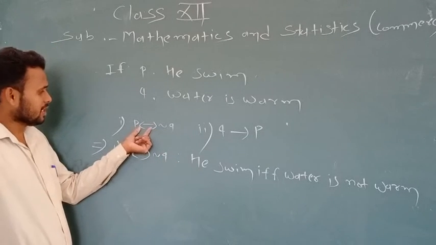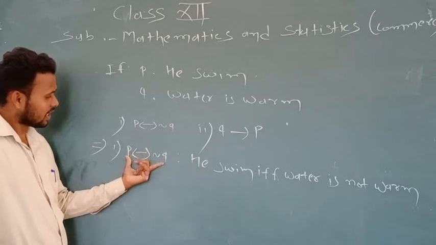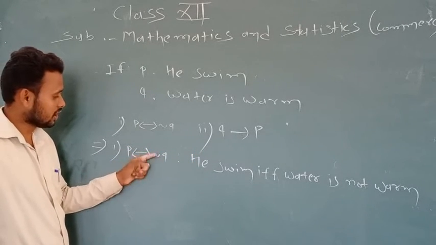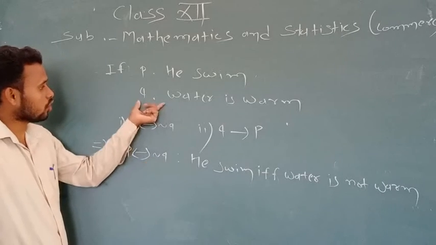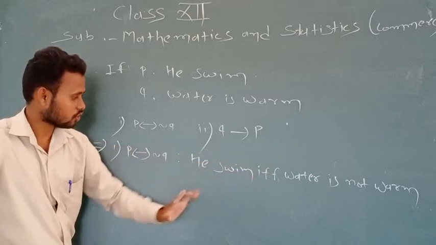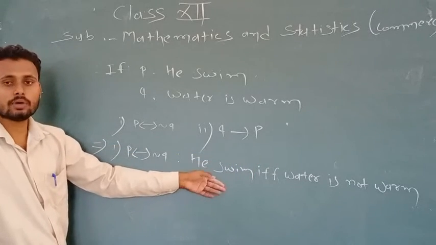What did we do? For P if and only if negation of Q, we only had to prepare the sentence. P was he swims, we take if and only if, and then the negation of Q. Q is water is warm, therefore negation of Q is water is not warm, which is the required verbal statement.